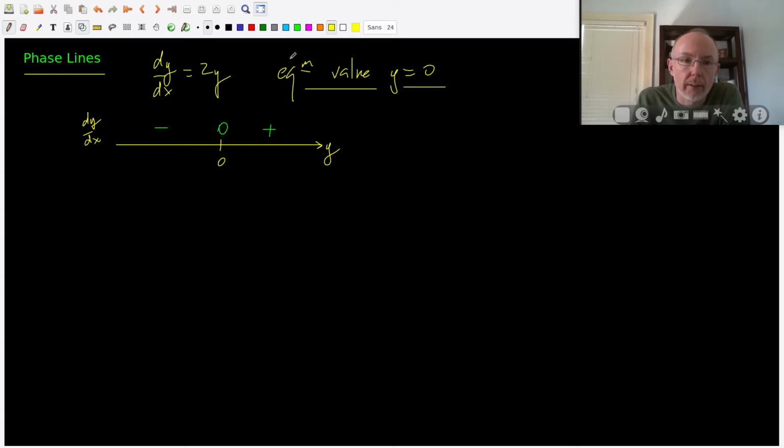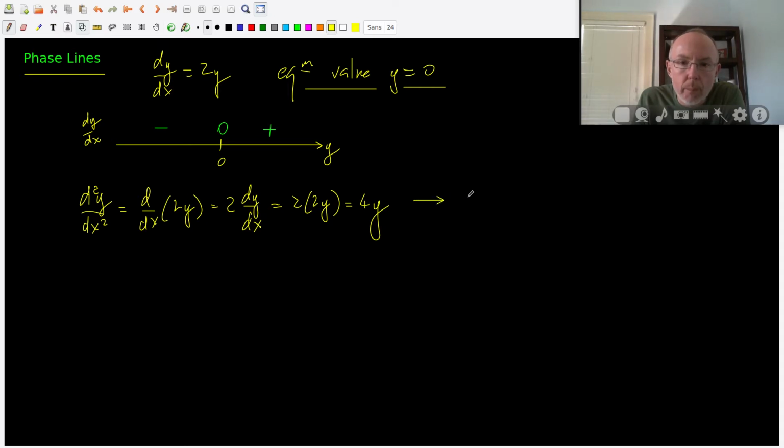I'm going to draw a second phase line, and what I'm going to do now is add on the second derivative, and this is what we did previously. So we can write down the second derivative for this differential equation. It's just the derivative of the first derivative, which was 2y. So that's 2 times y prime, 2 times dy/dx. And dy/dx was 2y, so this is 2 times 2y. And so this is just 4y. Again, the second derivative is equal to 0 when y equals 0, and that's the only potential place where we go from concave up to concave down.